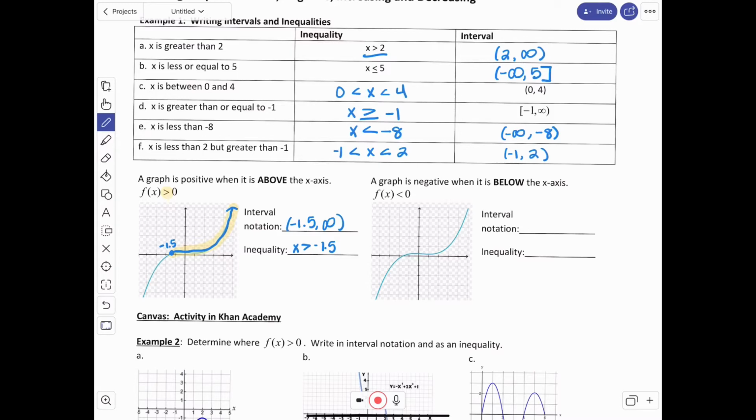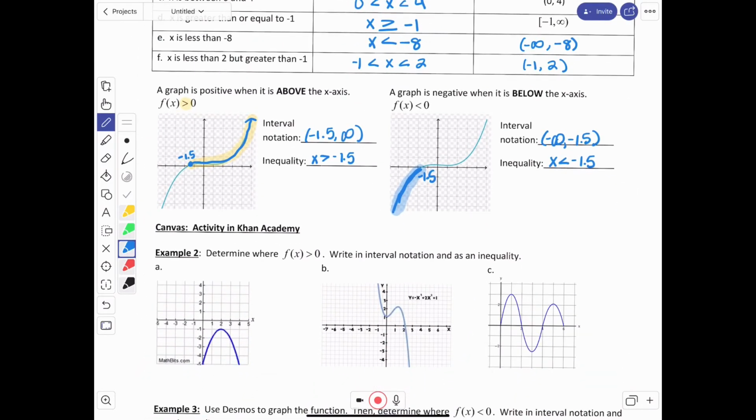Okay? Now, where is it negative? Moving on to the next one. So it's negative here. This is where the graph is negative because it's below the x-axis. That's where it's negative. So it starts being negative from here, and it's going this direction. So it's negative from negative 1.5, and it's going in the negative direction. So interval notation, we would say from negative infinity to negative 1.5, and we would say x is less than negative 1.5. So a graph is negative when it's below the axis. A graph is positive when it's above the axis.